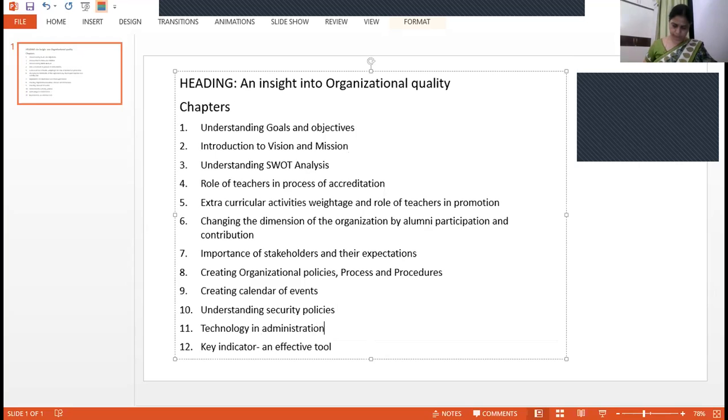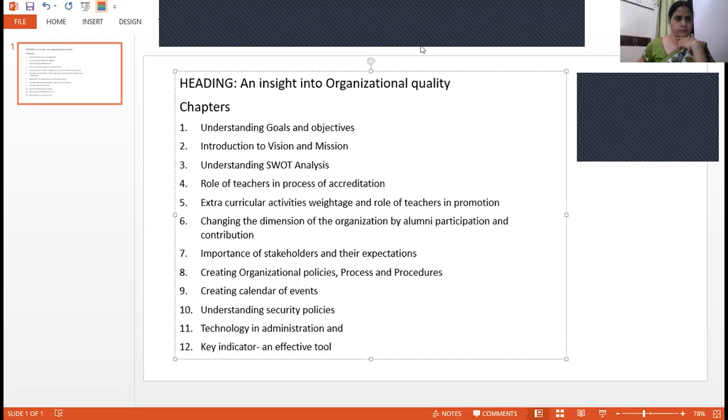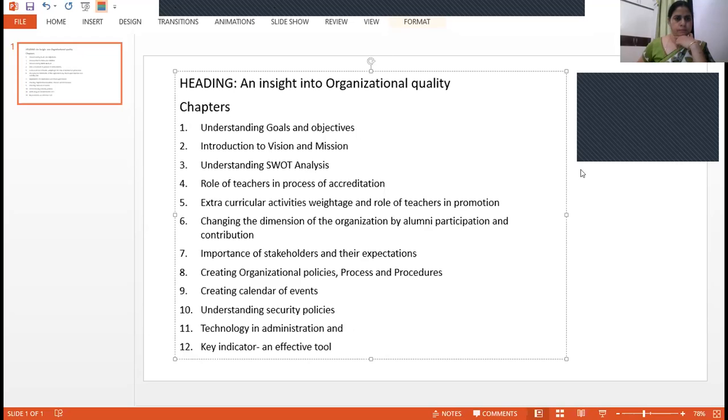And sir, can non-teaching administrative staff be included in this list? Something about their contribution? Yes, it is possible. Role of administration in accreditation.